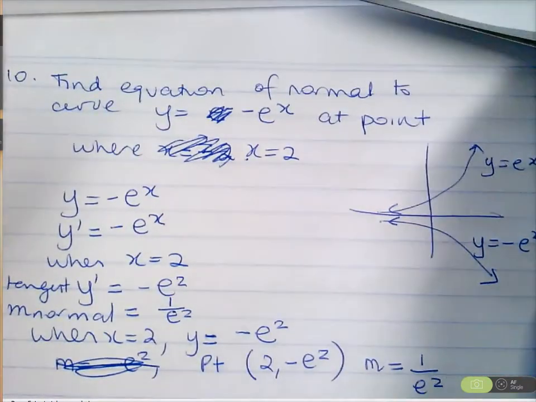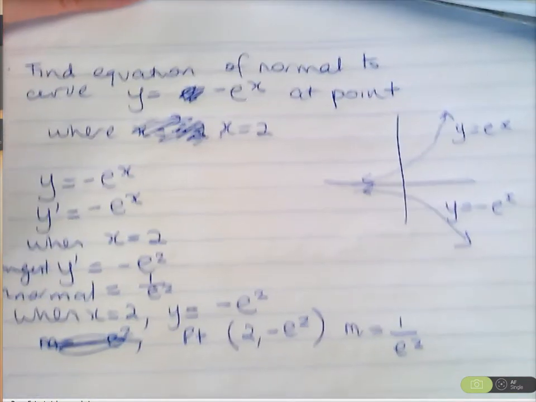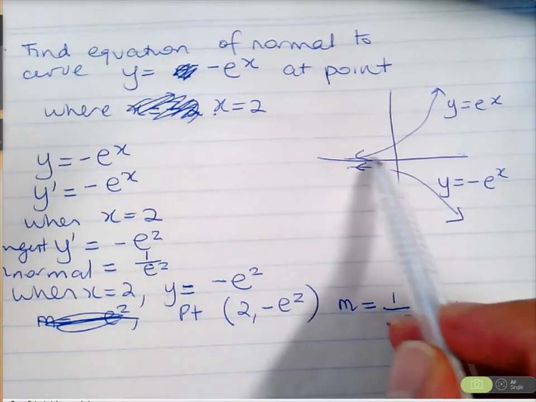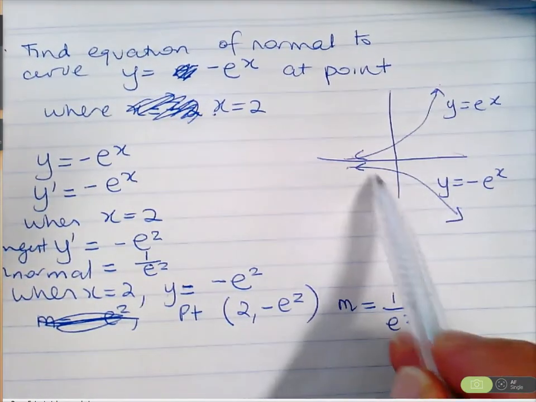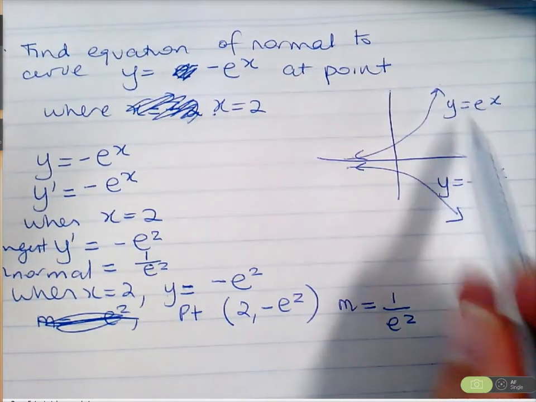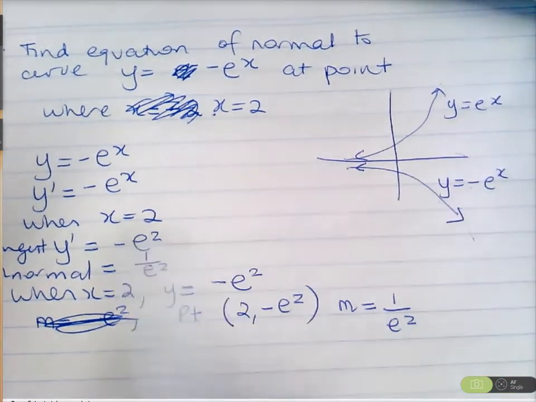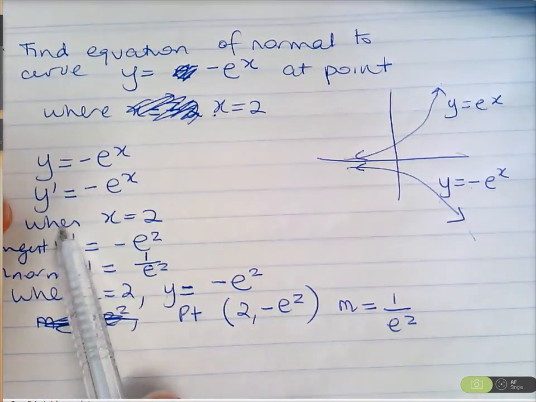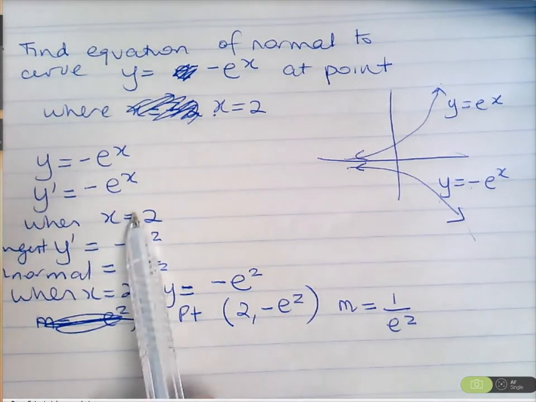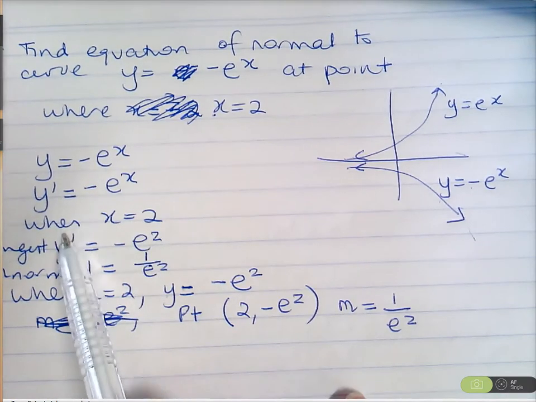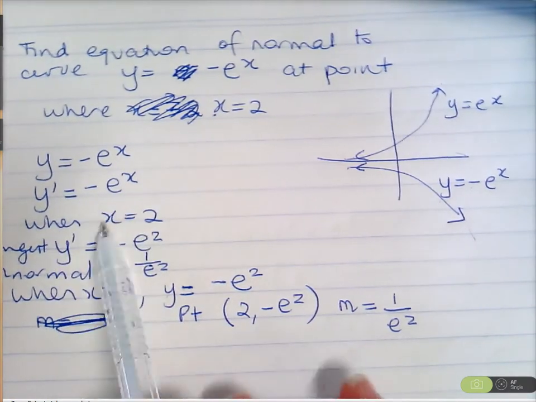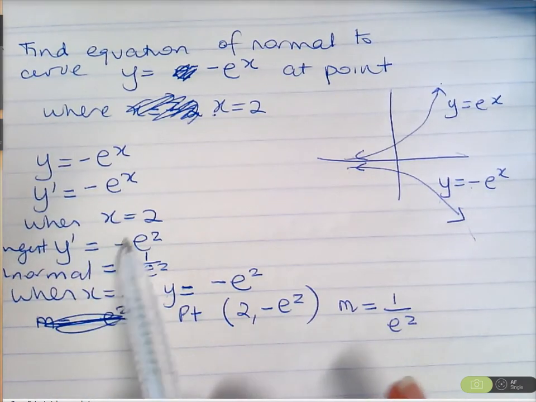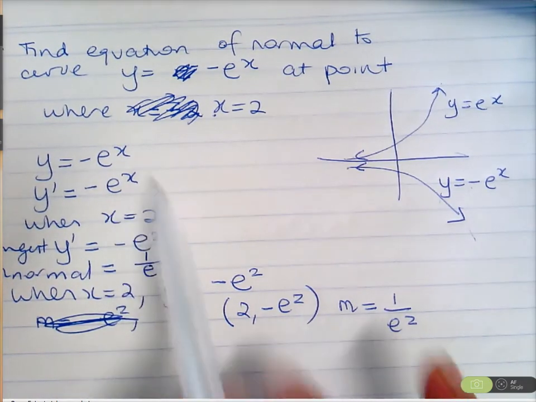So, equation of normal to the curve y equals negative e to the x at the point where x is 2. We've just done a quick sketch. That's y equals e to the x. This is the negative of each of those values, negative e to the x. So here's our function, here's the derivative. First find the gradient of the normal, so don't do your flip now. So when x is 2, the gradient of the tangent is negative e squared, just substituting x is 2.